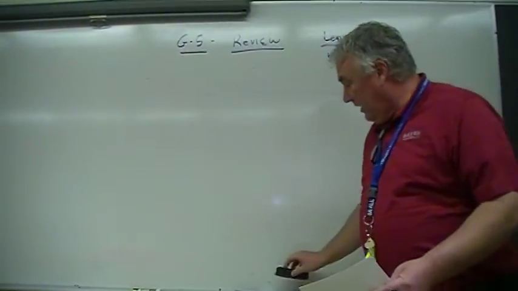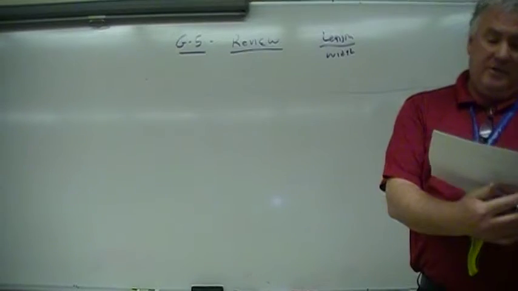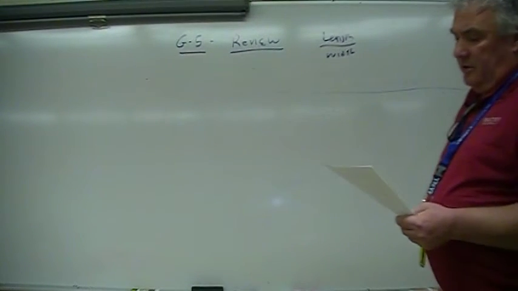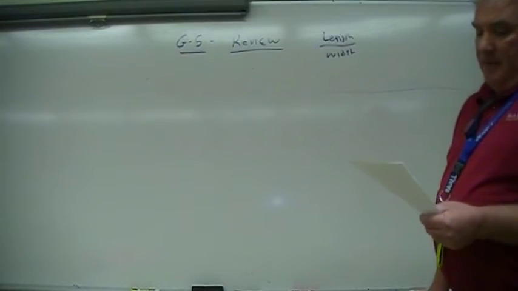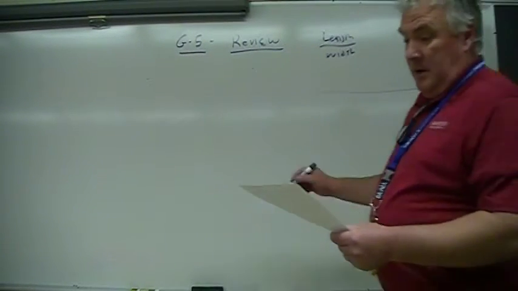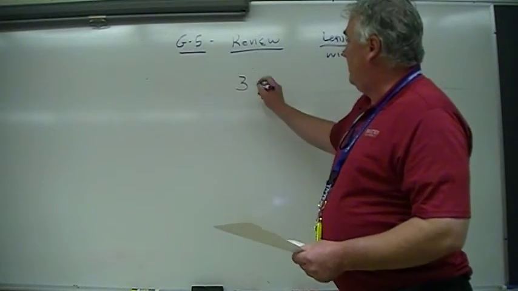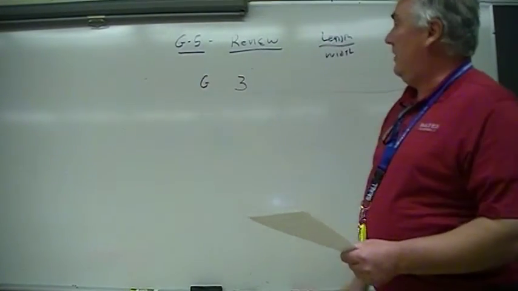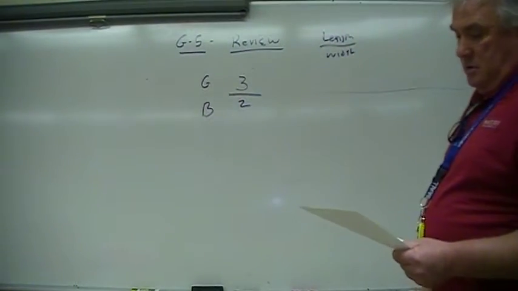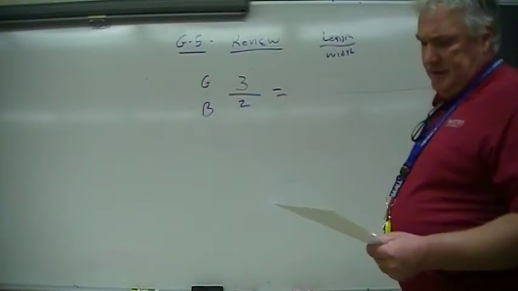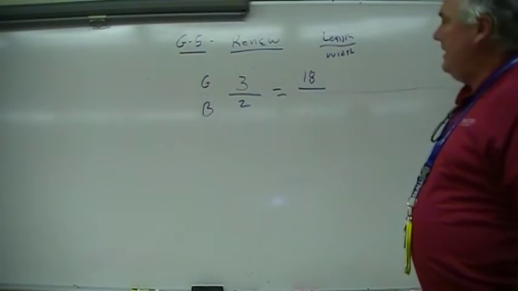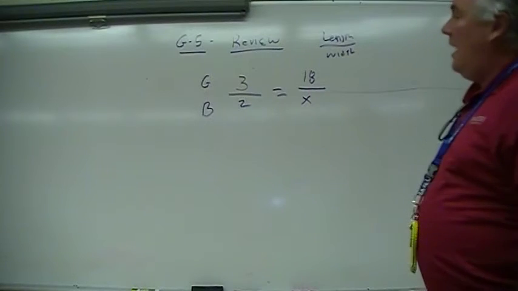Okay, our next part of review that we want to talk about is review problem 1. The ski club has a ratio of 3 girls for every 2 boys. How many boys are there if there are 18 girls in the club? So the ratio is girls 3, boys 2. And it says if there are 18 girls in the club, so 18 girls, how many boys?